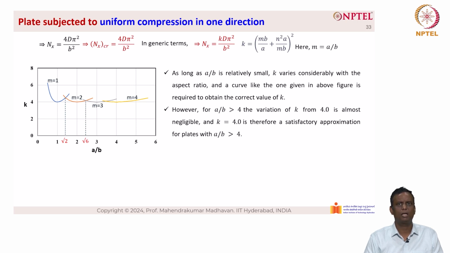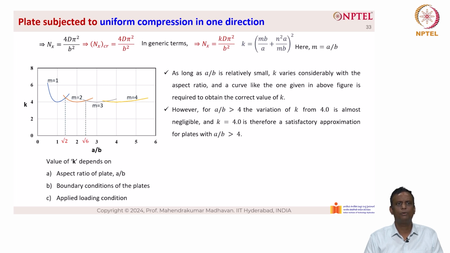However, for a by b greater than 4, indicating that it is slowly becoming a long plate, the variation of k from 4.0 is almost negligible, and k equal to 4.0 is therefore a satisfactory approximation for plates with a by b greater than 4. So, in essence, the value of k depends on the aspect ratio of the plate a by b. It also depends on the boundary condition of the plate and the applied loading condition.